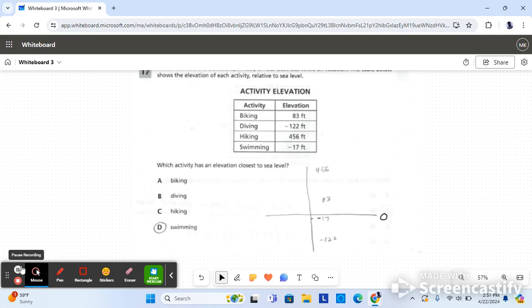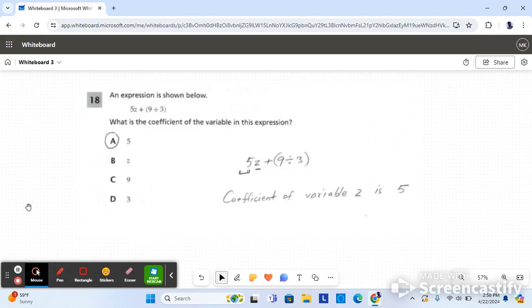Or you could find the absolute value of each and find the smallest value if you don't want to draw the diagram. For question 18, it says, an expression is shown below. What is the coefficient of the variable in this expression? So the coefficient is the number that is being multiplied by the variable, and the coefficient of the variable is 5 since it is being multiplied by z. So the correct answer for number 18 is A.